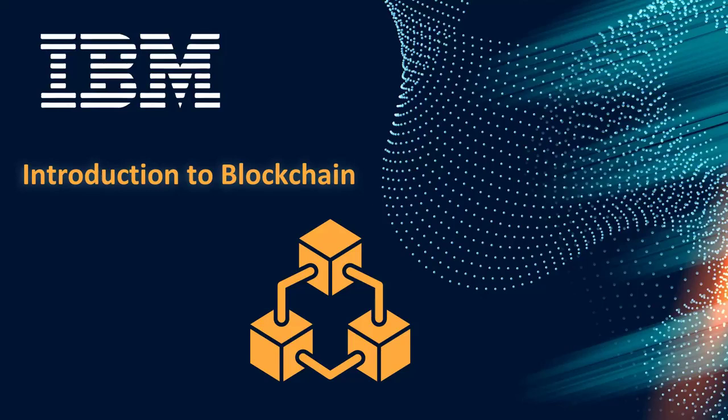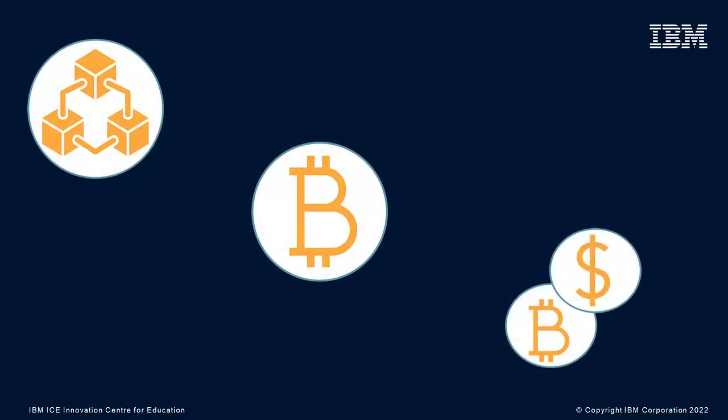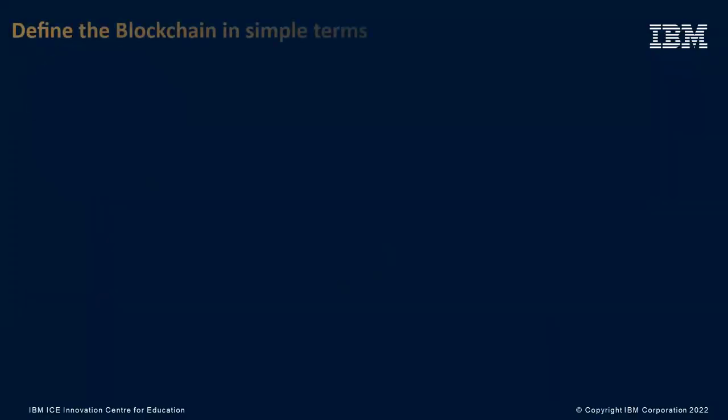We all have heard about blockchains and bitcoins and cryptocurrencies in various contexts in the last few years. Some of us are still trying to figure out what it is and how it works. What is blockchain in simple terms?